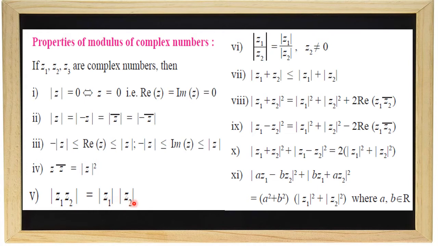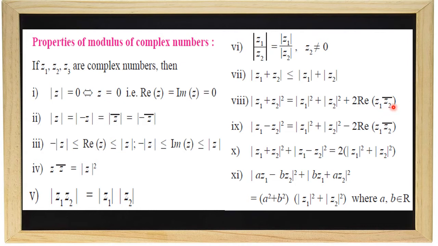Sixth one, modulus of Z1 upon Z2 is equal to modulus of Z1 divided by modulus of Z2, where Z2 should not be 0. And seventh, modulus of Z1 plus Z2 is less than or equal to modulus of Z1 plus modulus of Z2. And eighth one, modulus of Z1 plus Z2 the whole square is equal to modulus of Z1 square plus modulus of Z2 square plus 2 into real part of Z1 into Z2 conjugate.